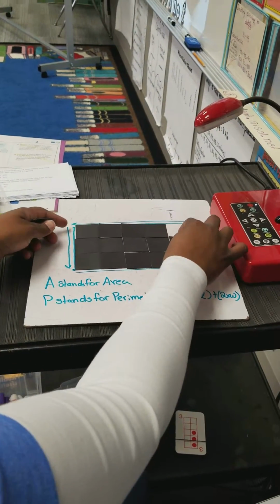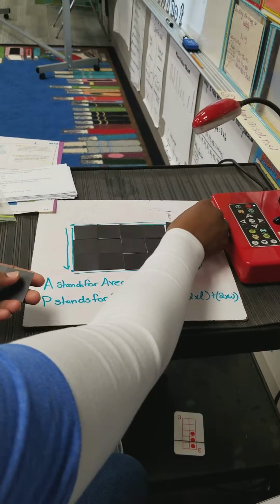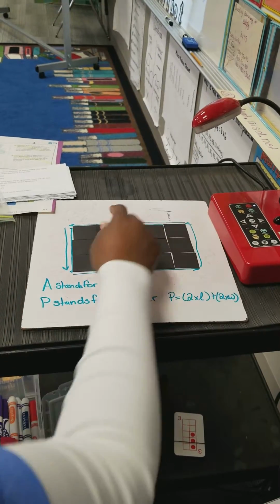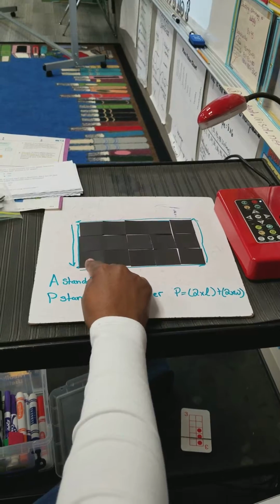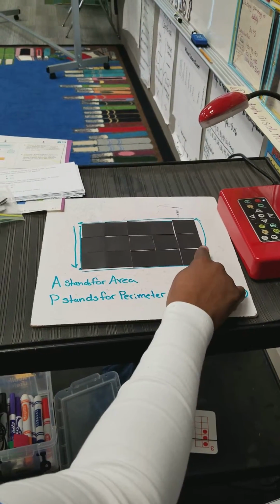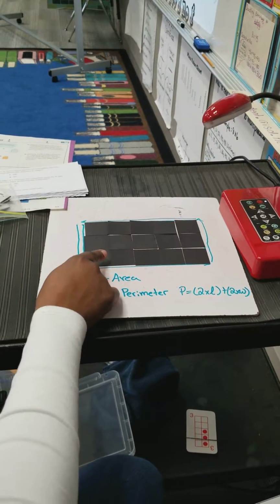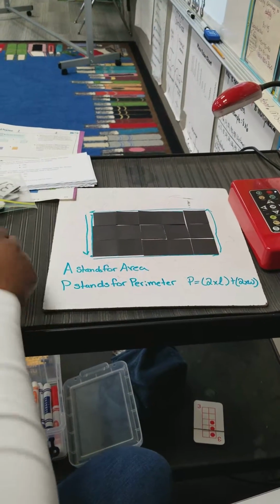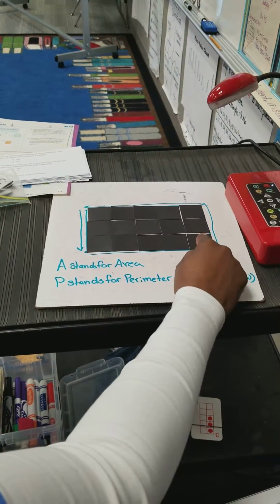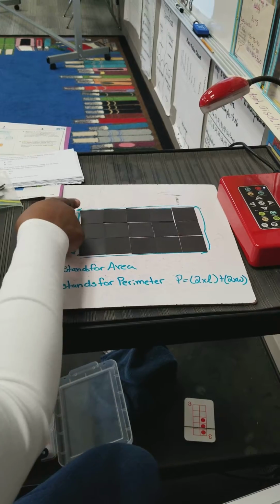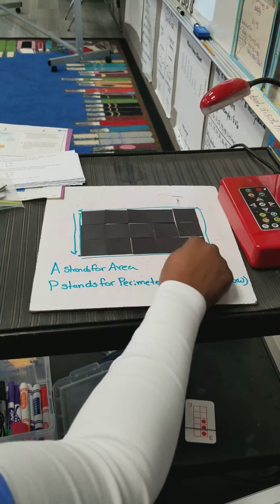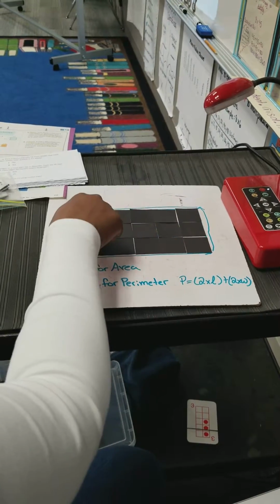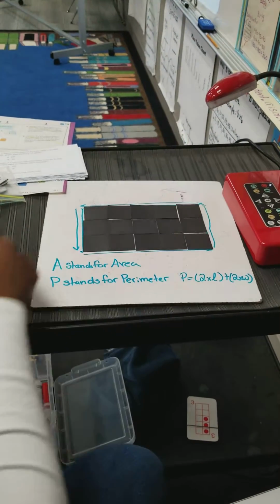which is the area, we can count individually 1, 2, 3, 4, 5, or we can count the length 1, 2, 3, 4, 5, and then we can count the width 1, 2, 3, and we can multiply those two. 5 times 3 is 15. But let's double check. 1, 2, 3, 4, 5, 6, 7, 8, 9, 10, 11, 12, 13, 14, 15.